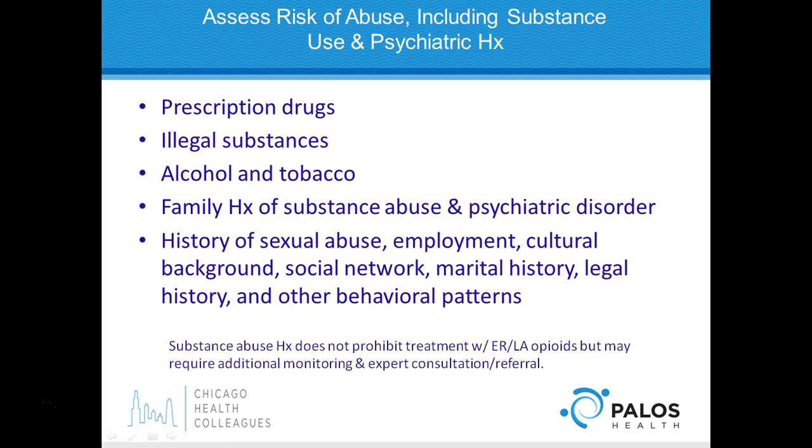Now, another thing that we have to look at is the prescriptions being used, illegal substances, and the use of alcohol and tobacco. The use of alcohol and tobacco by itself is a marker of possible substance abuse, so we always must inquire. A family history of substance abuse and psychiatric disorder is very important, as 50% of substance use disorders can be genetically predetermined, so knowing your family history can be of help.